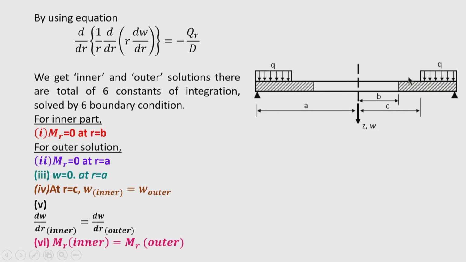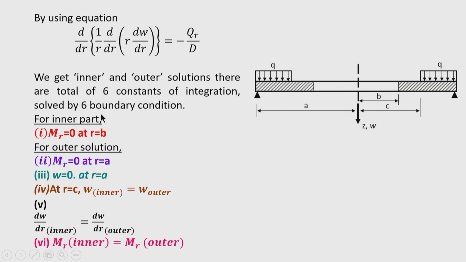In the inner region, actually, no such force is acting, but we still get 3 constants of integration. So, 3 plus 3, 6 constants of integration have to be determined by applying the boundary conditions. We require 6 boundary conditions to know all the constants of integration, and then we can finally know the deflected surface.